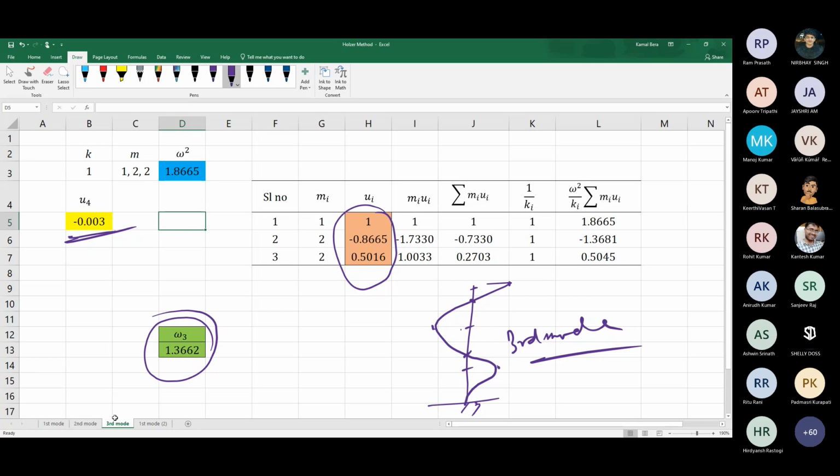First, do not obviously use the exact values; use values close to them. So first do the trial and error. Then first use the Holzer method to find the frequencies omega 1, omega 2, omega 3. Then solve it in an exact manner and check.